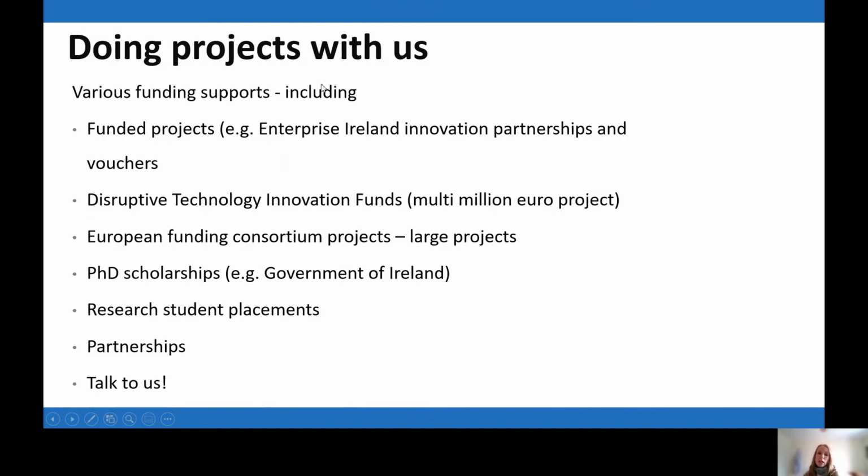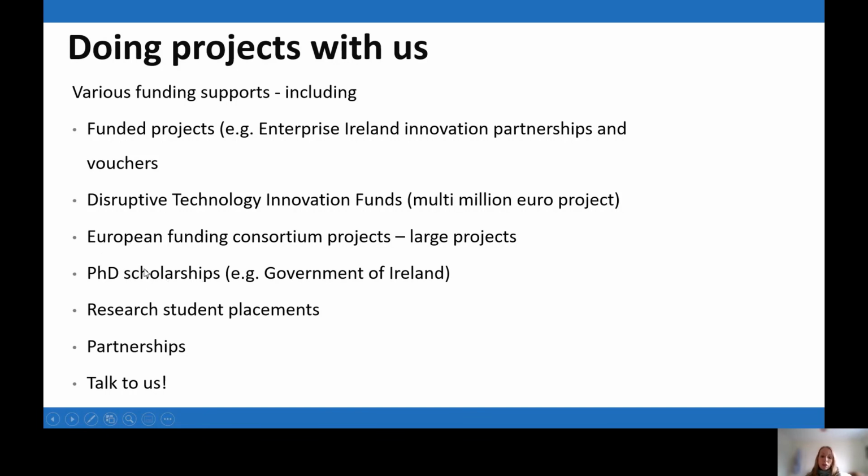Now, doing projects with this, what it actually means for companies, there are various funding supports. If you're looking to get support for funding, including funded projects through Enterprise Ireland, Enterprise Ireland Innovation Partnerships, for example, and vouchers. Vouchers can give you a small amount to get started, and then the innovation partnerships are for larger projects where you make a cash contribution supported by funding. There's also the Disruptive Technology Innovation Fund, which is for multi-million euro projects. There are the European funding consortium projects, which are for much larger scale projects, which we get involved in, as in Horizon 2020.